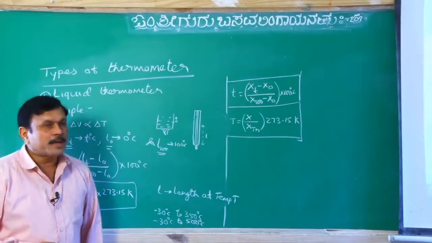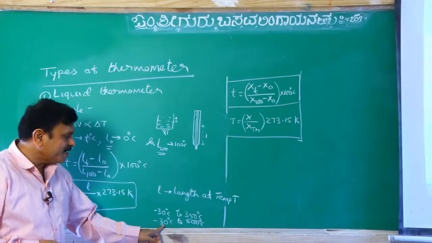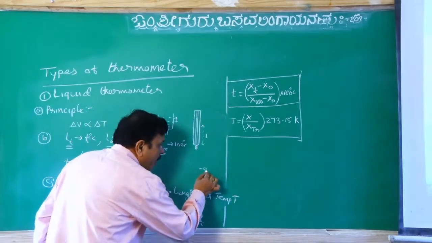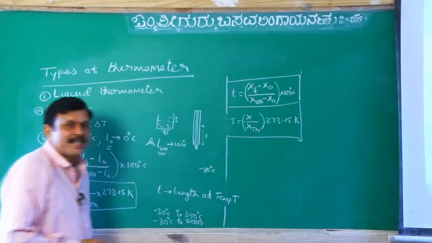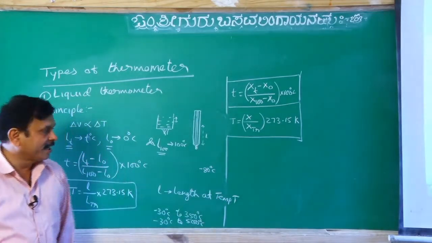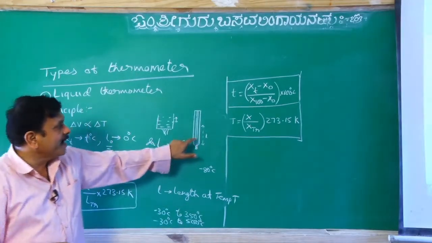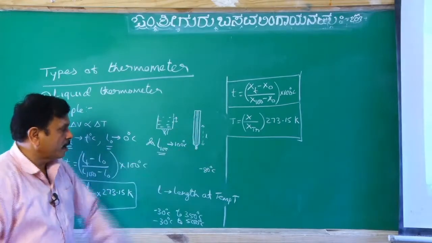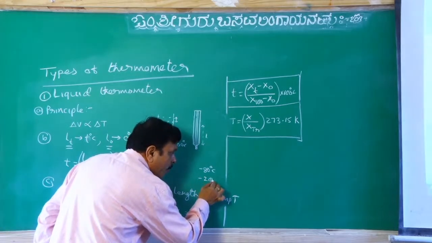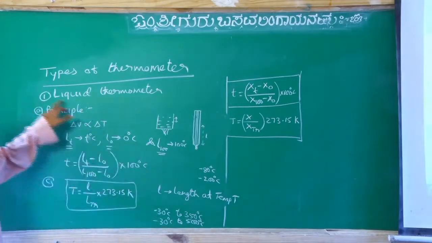Now, it has been found that if we use alcohol, then this temperature range changes. About minus 80 degrees Celsius can be measured at the lower end, and the higher one will be 300 degrees Celsius, 350 degrees Celsius. And if you use pentane here, then we can measure temperatures of about minus 200 degrees Celsius in the liquid thermometer.